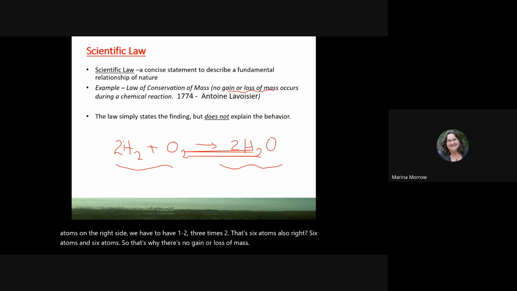Okay, but can you believe it when that was proposed? Nobody really knew about atoms. So this was just talking about the mass. All right, so now we know the explanation. So laws don't have to have explanations. They're just describing phenomena.